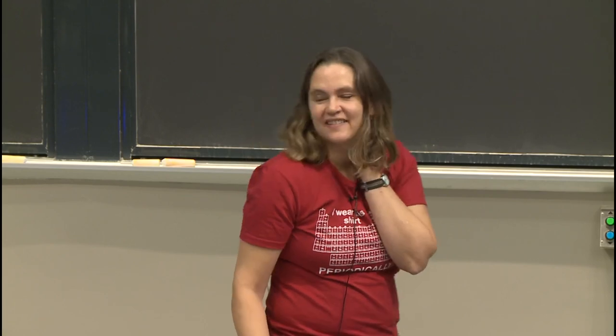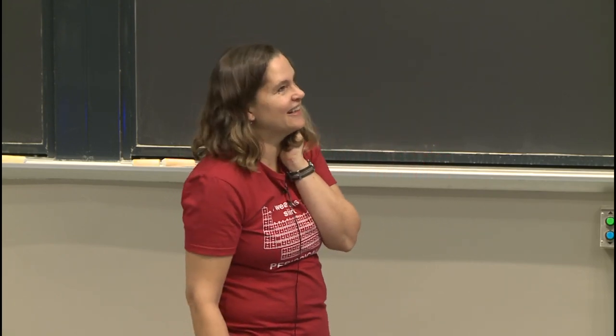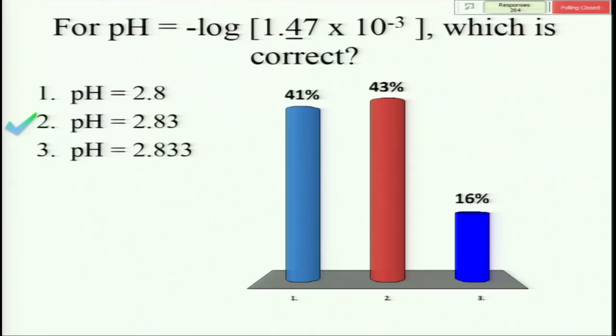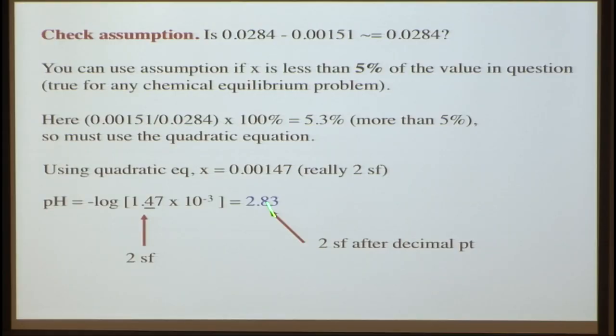Okay. So let's take a look at the answer here. So there's the answer. This had two significant figures, which means you get two significant figures after the decimal point. So maybe we'll have one of these in the clicker competition on Friday. And we'll do weak bases next time.